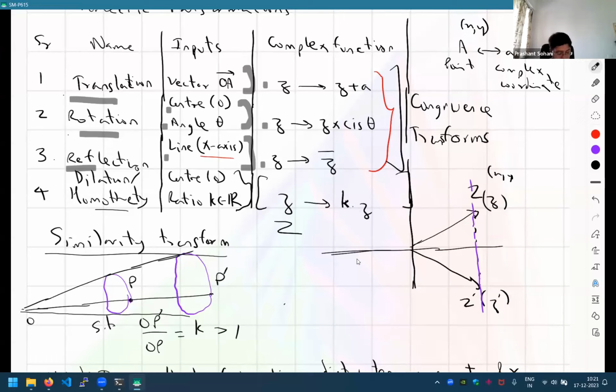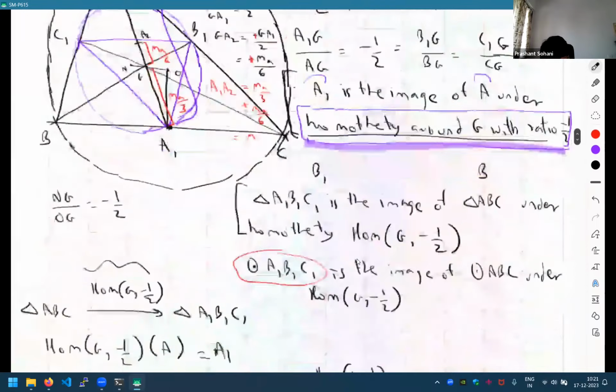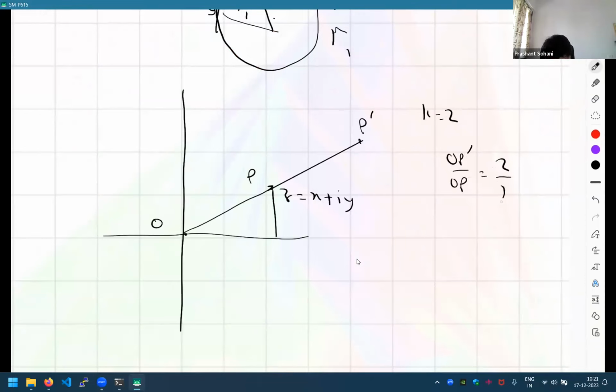The reason is very simple, because when you multiply a complex number with a real number, you are basically multiplying the real and imaginary parts both with that ratio K. If I were to show this in a diagram, this is my original point Z, which has complex coordinate x plus iy, and let us say for the diagram K is 2. If O is my center of homothety, then P is going to go to a new position P dash, such that OP dash upon OP is 2.